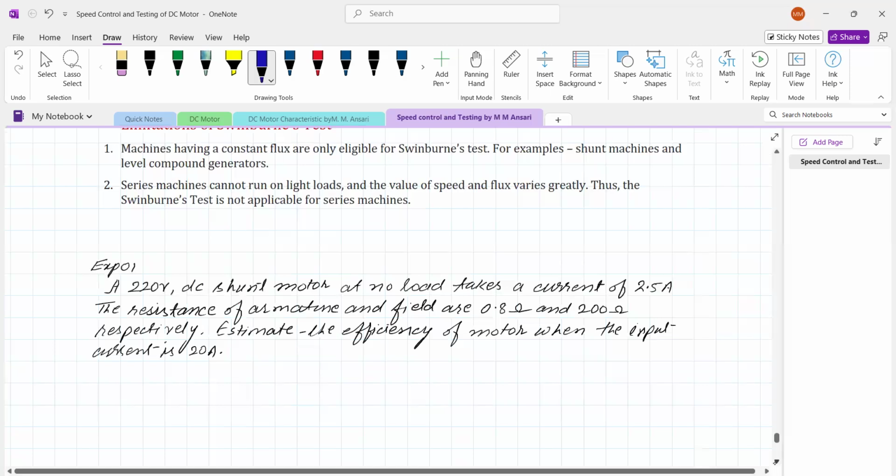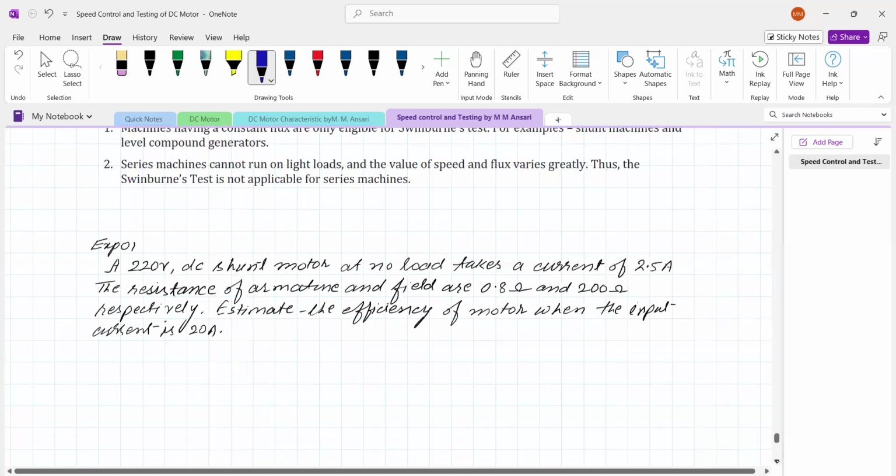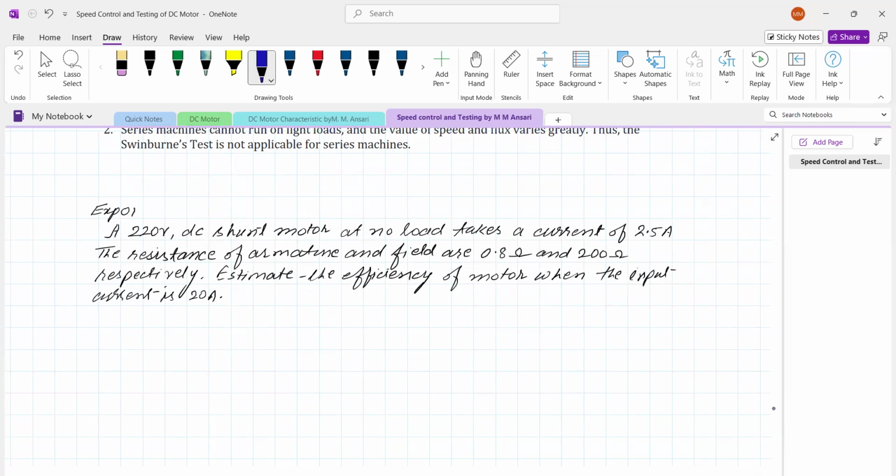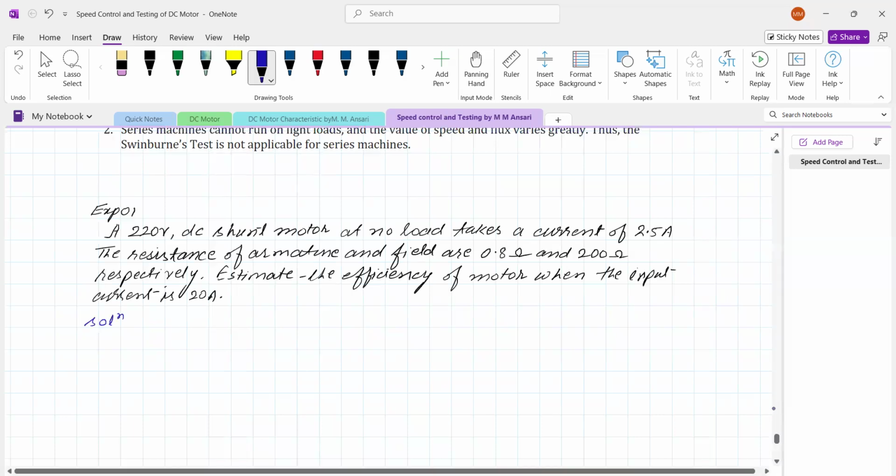Now we will see some numericals. Here, a 220 volt DC shunt motor takes a current of 2.5 ampere at no load. The resistances of armature and field are 0.8 ohm and 200 ohm respectively. Estimate the efficiency of the motor when the input current is 20 ampere.